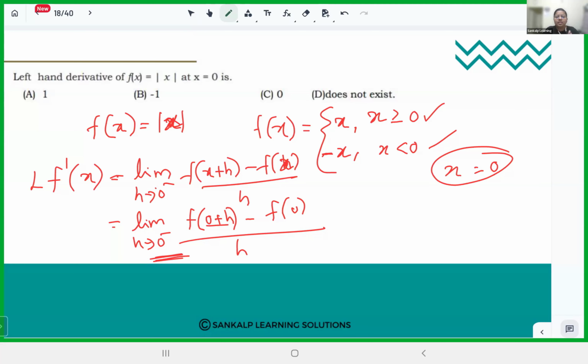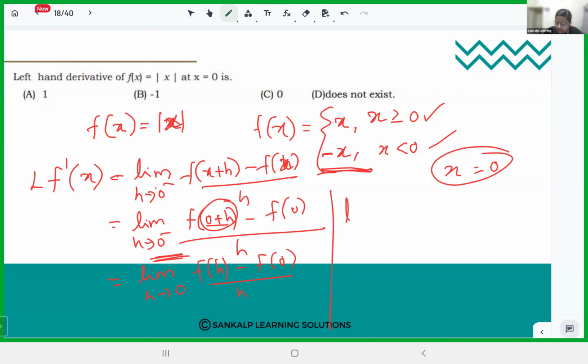And at less than 0, the function takes which value? It is minus x. So the function takes minus x when x is less than 0. Since we are finding the left-hand derivative, we know which function to consider, it is minus x. But in the place of x, you have to put 0 plus h, that is h itself. So this will become limit h tends to 0, f of h minus f of 0 by h.